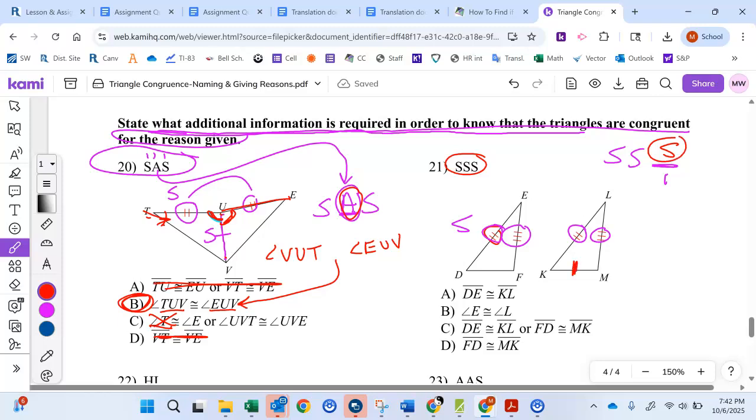So maybe KM, DF, nope. We don't need an angle. FD, wait, it's DF or FD, so the order is different. And then MK, yes, so that's this one, okay, got it? FD, MK. So that's why that one's D, okay? So go ahead and do these, and when you're done, make sure you enter your answers in Canva.